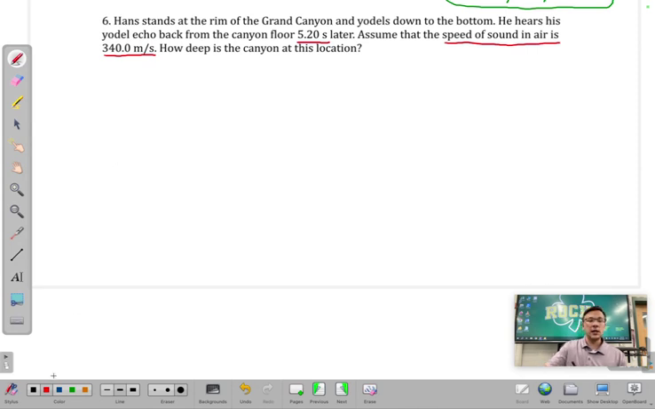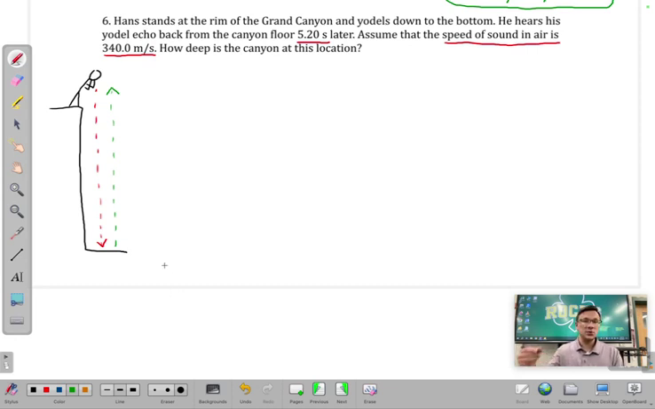Okay, so for some of these, it's just best to draw yourself a diagram. And here is Hans, and he's yodeling, and his voice travels down to the bottom of the Grand Canyon, which would be way further than this, but that's okay. And then it's going to bounce back up, and he's going to hear his own voice. Now, it told us that it takes him 5.2 seconds from the time that he yells to when he hears his voice. So that is not only the time to go down to the bottom of the canyon, but also the time to come back up.